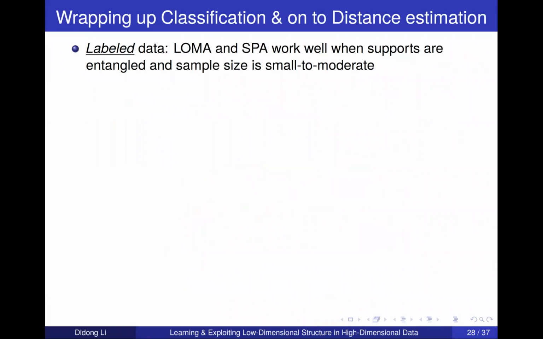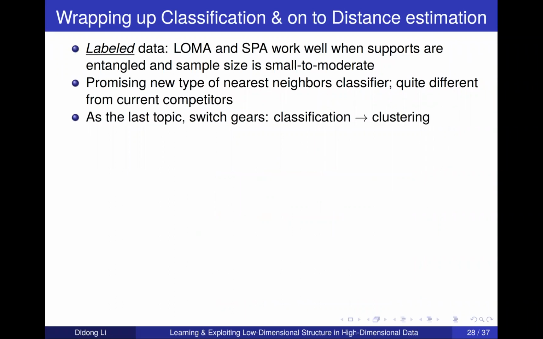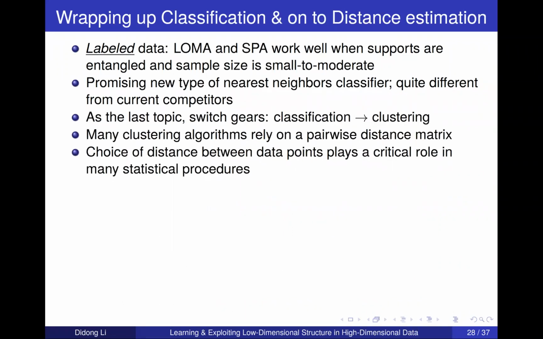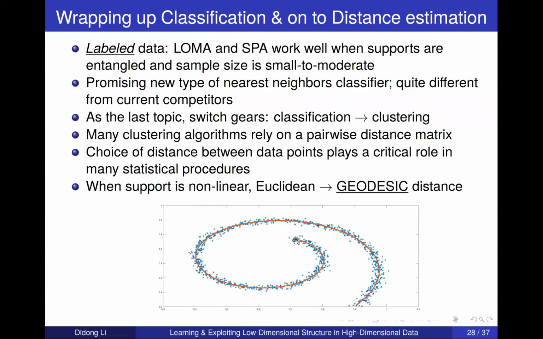Okay, I want to change to the last topic, from labeled data to unlabeled data. That means we switch from classification to clustering. Many clustering algorithms depend on some pairwise distance matrix, and the choice of distance is very important. If the support is some manifold, it's reasonable to replace the Euclidean distance by its intrinsic distance called the geodesic distance. For example, this figure shows the geodesic distance is a distance along the curve, not the Euclidean one.